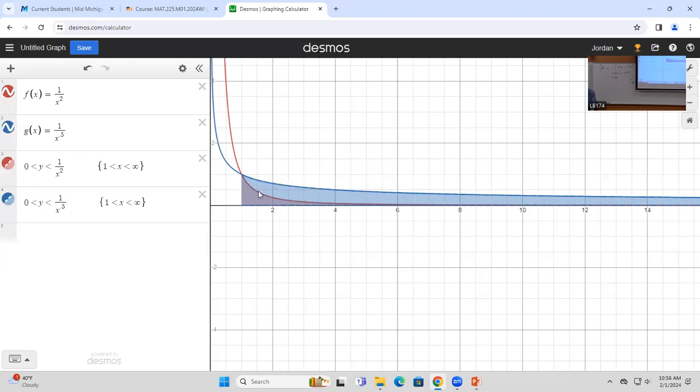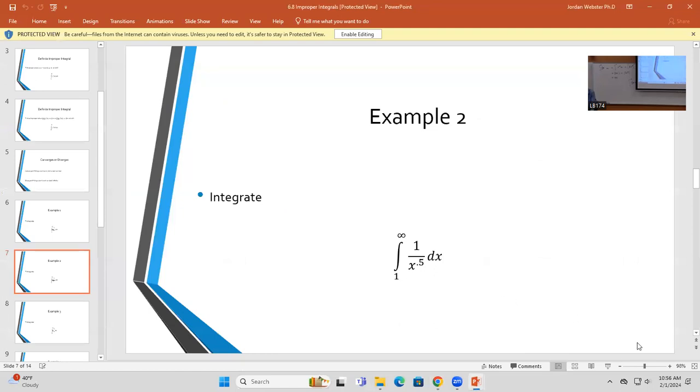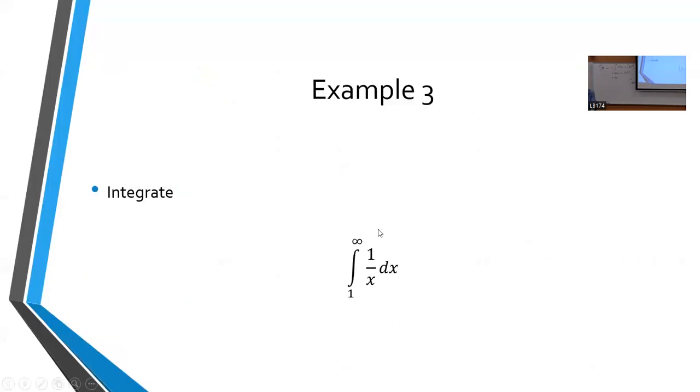So you may ask, well, how fast do you have to get close to the x-axis to make that area be something that's infinite versus something that's finite? And it turns out 1 over x is the cutoff value, 1 over x to the first. So let's go ahead and do the integration of 1 over x with respect to x from 1 to infinity.